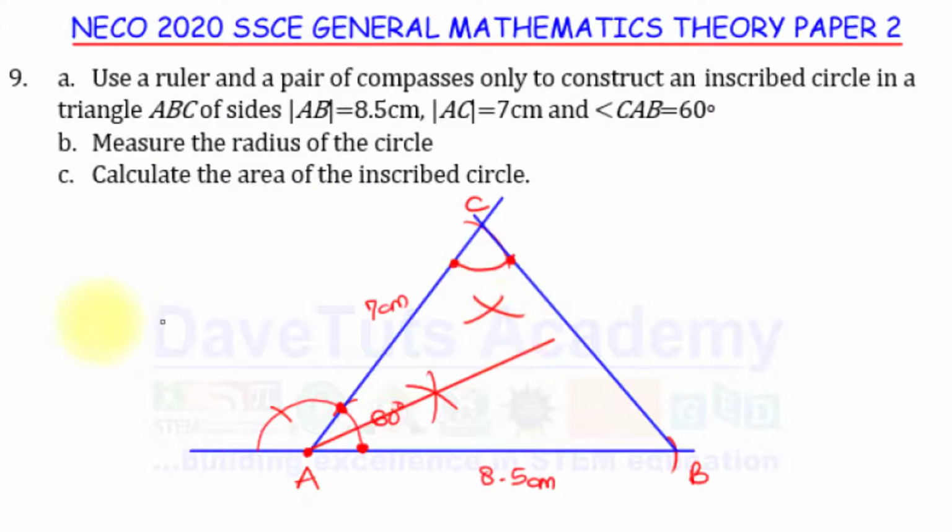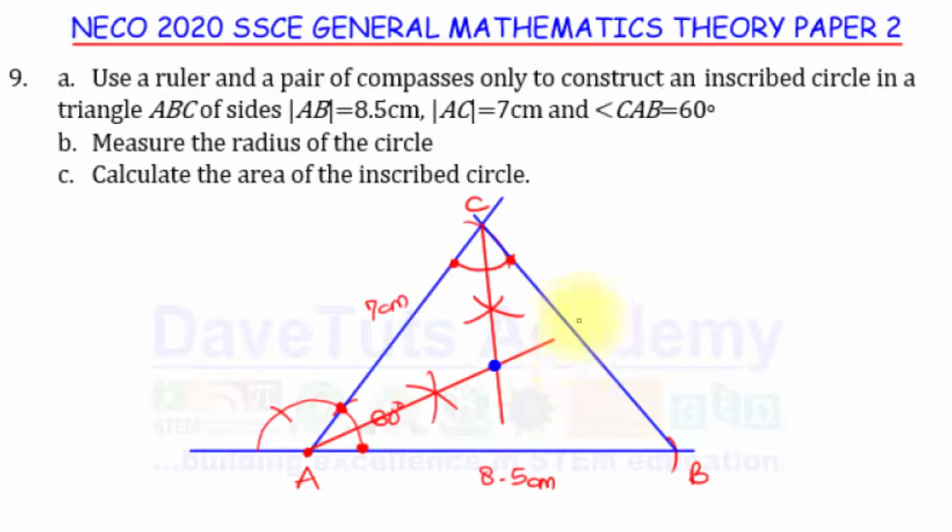So from here, I can now say I want to bisect the angle at C by drawing a line from the center of C through those two arcs, and I will have something like this. Now, this is the good thing here. This point where those two bisections meet is going to be the center of the circle that I want to draw. But that's not all. I still need to get the radius of the circle.